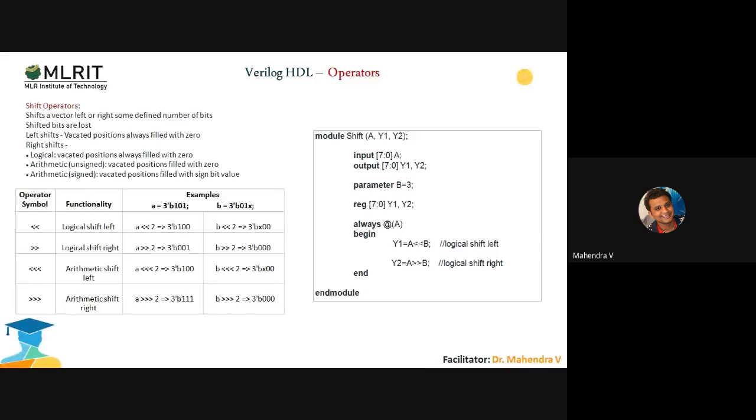MSB. Okay, that sign bit will be placed in all the MSB positions. Now that is the difference between logical shift and arithmetic shift. If you want to preserve the sign bit of a number while shifting, then always go for arithmetic shift. Otherwise, both logical shift and arithmetic shift represent the same kind of operation, except for signed number shifting.